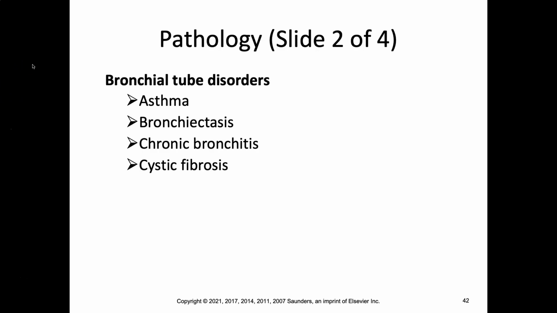Bronchial tube disorders. Asthma. Asthma is a very common bronchial tube disorder. It can have a hereditary component in it. It can have an allergic reaction component in it. There's all sorts of reasons why somebody might have an asthma attack. Bronchiectasis, chronic bronchitis, and cystic fibrosis. Again, all those are types of diseases that attack the bronchial tubes.